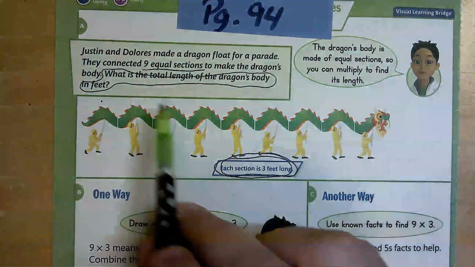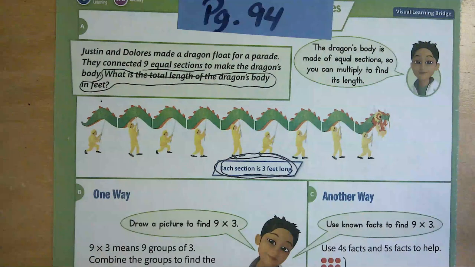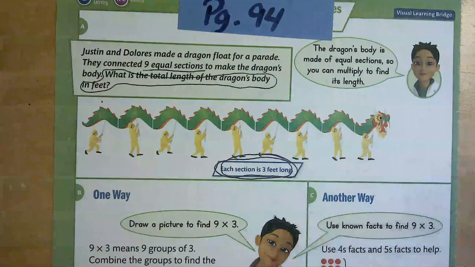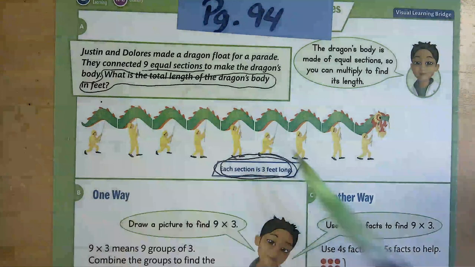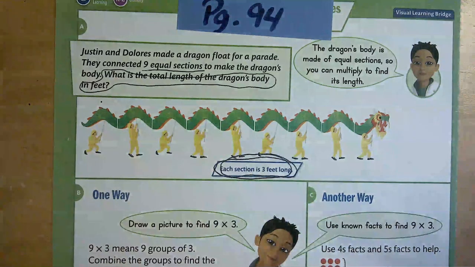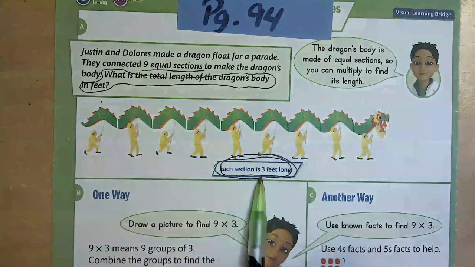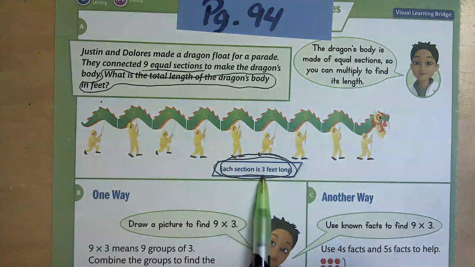Now, I see inside of my picture here, though, each section is 3 feet long. This was not all of our information being put up here. We also needed to look at our picture and find the rest of the information, because we should have been saying, well, how are we going to find the total length of the dragon's body if all we have is 9 equal sections? We need to know how long each of those sections is, and down here is where it tells us each one is 3 feet long.